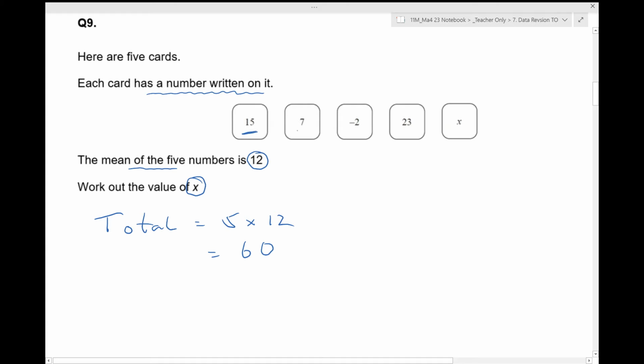Well, I know 4 of my numbers, so I can add those up. These numbers happen to add up to 43, and I can think, okay, what would I need x to be so that the total was 60? 60, take away 43, x would have to be 17. Right.